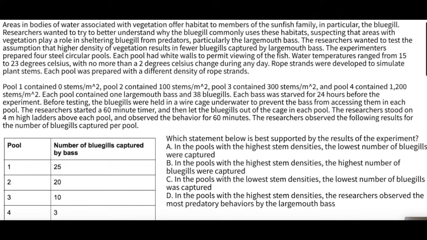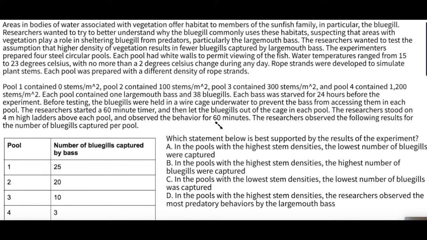The researchers stood on 4-meter-high ladders above each pool and observed the behavior for 60 minutes. The researchers observed the following results for the number of bluegills captured per pool, which is listed in this table here. So the question says, which statement below is best supported by the results of the experiment?